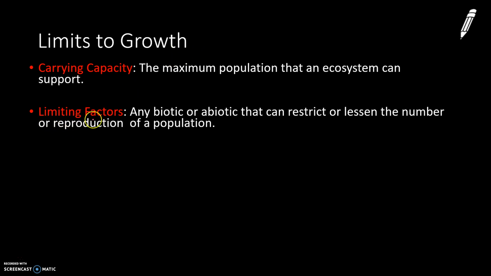Next, we have limiting factors. A limiting factor is any biotic or abiotic factor that can restrict or lessen the number or reproduction of a population. So what limiting factors do is they limit the number of individuals in the population, okay? Limiting factors can be biotic or abiotic. Now there's two types of limiting factors that I want to cover.